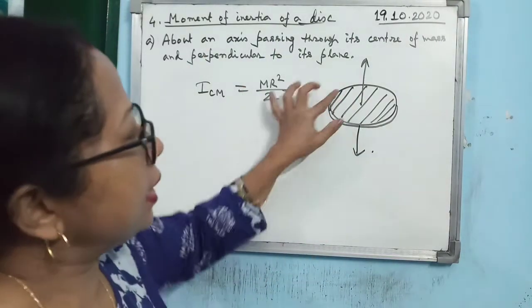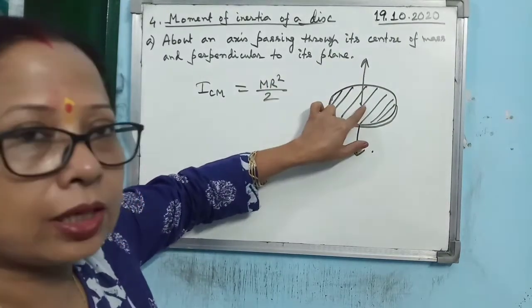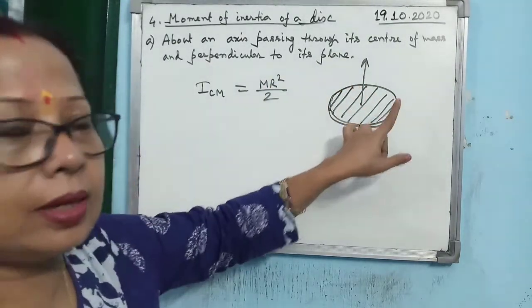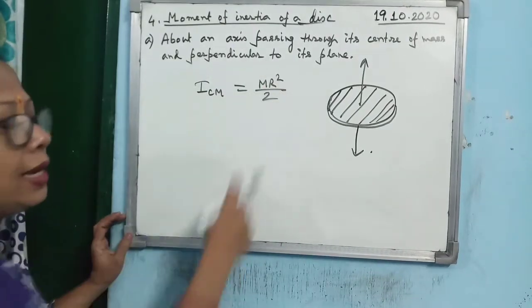For a disc, here also material is there. So here also you have taken the axis passing through the center of mass and perpendicular to the plane. In that case, moment of inertia is given by M R square by 2.